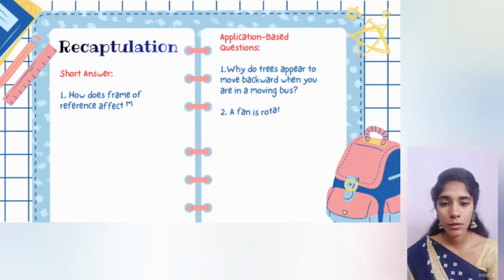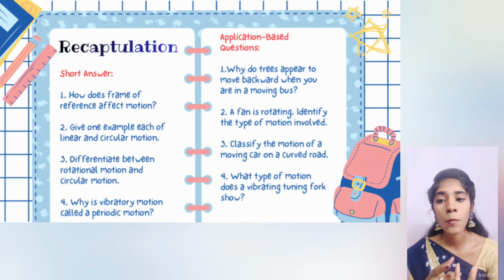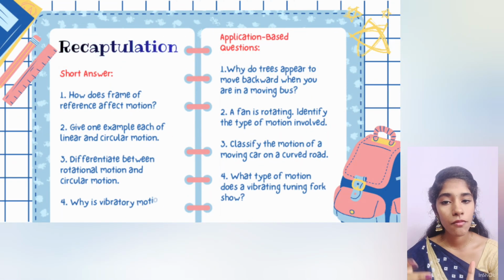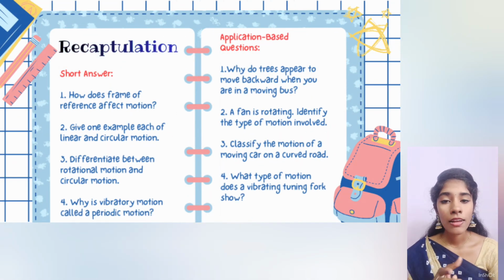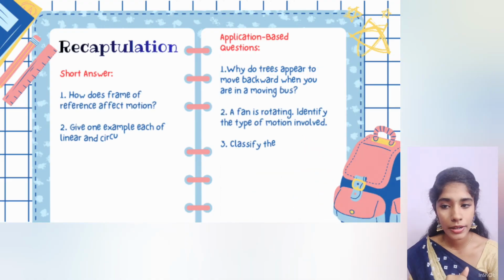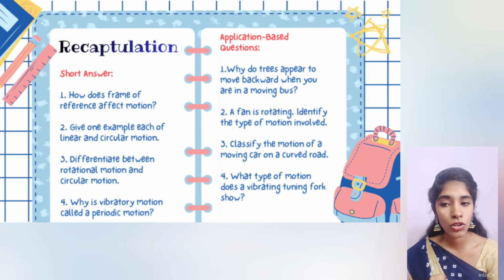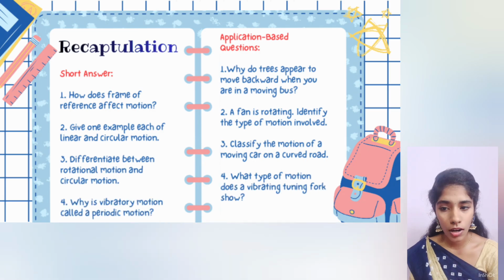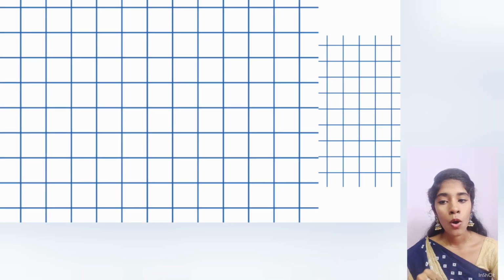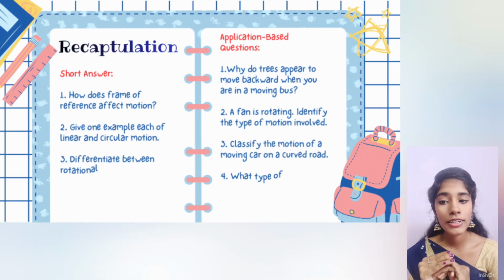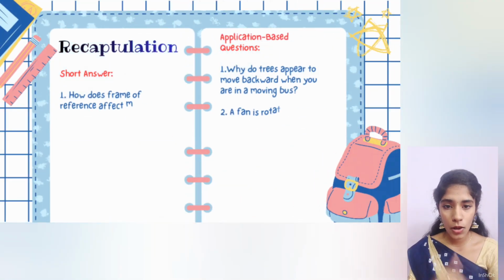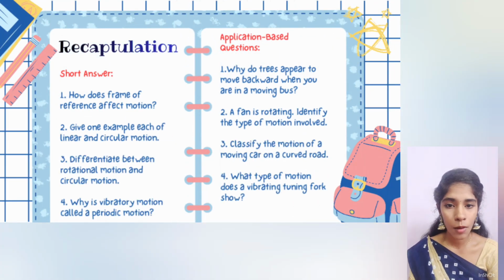Then the application-based questions. There are 4 questions. Why do trees appear to move backwards when we are in a moving bus? Second, a fan is rotating. Identify the motion involved. Third, classify the motion of a car moving on a curved road. Fourth, what type of motion does a vibrating tuning fork show? So these are the questions. Try to answer these in the comment box.